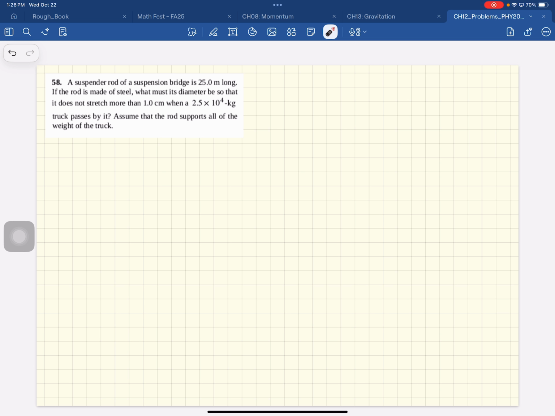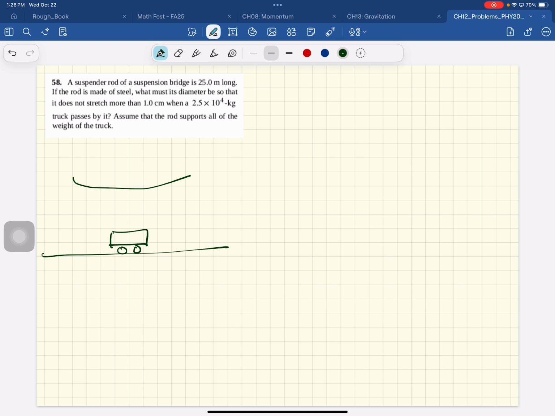When a 2.5 times 10 to the 4 kg truck passes by it. So here's the road, and here's the truck passing by, and this cable on the bridge is going to stretch. I'm not drawing the whole bridge. Here is the cable, and we are going to assume that when this truck passes by, it's only stretching this cable. This is an approximation. Other nearby cables are stretching, but assume that the rod supports all the weight of the truck. So we'll take this cable and suspend the truck by that.